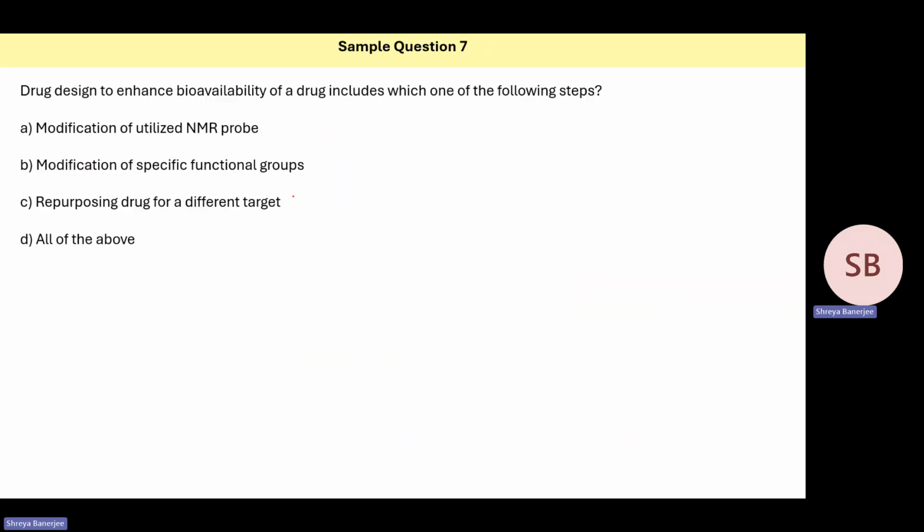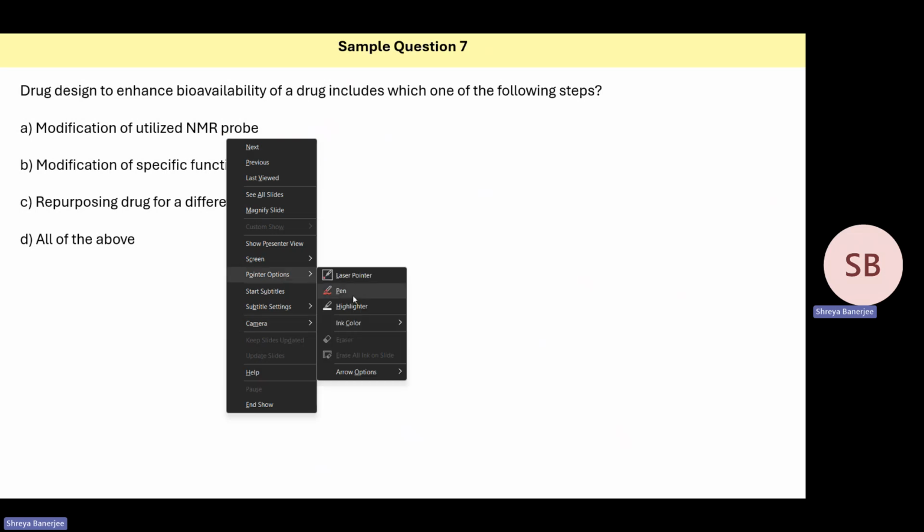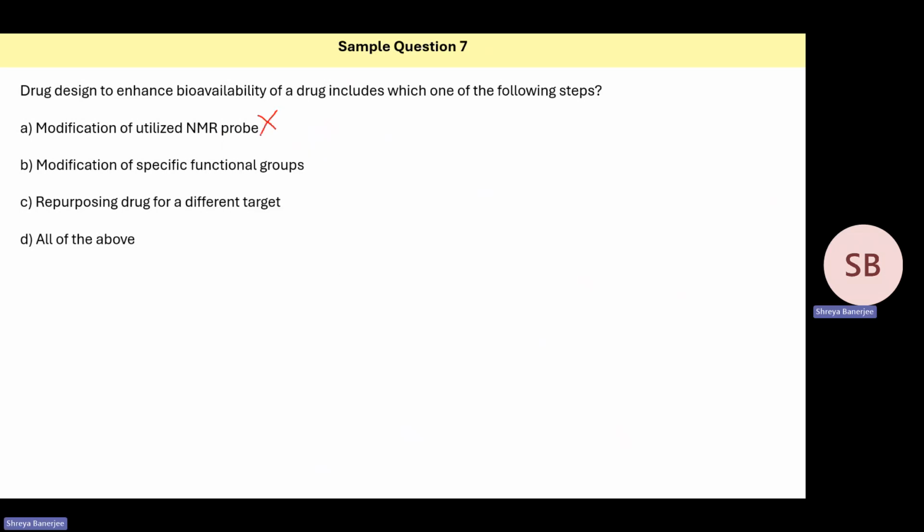Then you have a question. Drug design to enhance bioavailability of the drug includes which of the following steps? So, does it include modification of a utilized NMR probe? That is wrong, because the NMR probe is just used to detect how the drug is getting metabolized in the body. An NMR probe can't be used to design a drug. You can use an NMR probe to find out about the receptor binding site and the target binding site, but varying the NMR probe will not help in enhancing the drug.